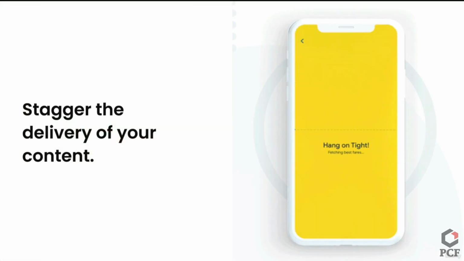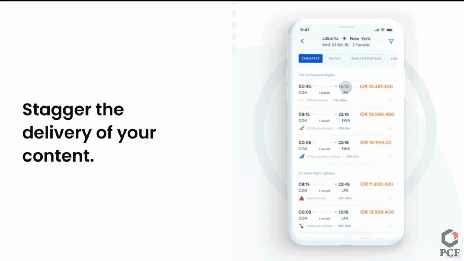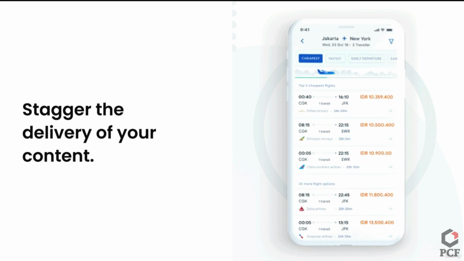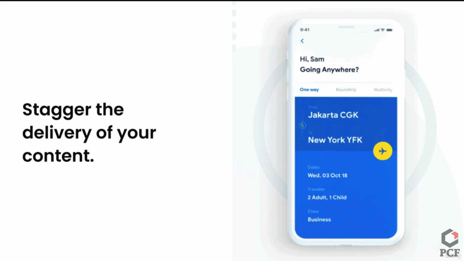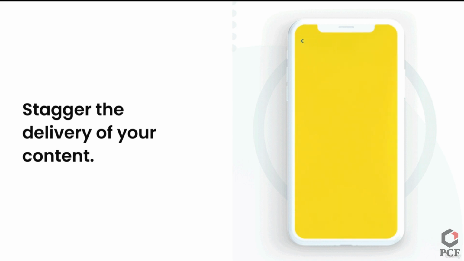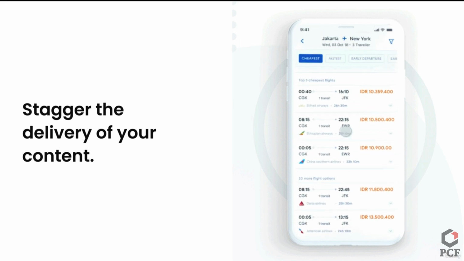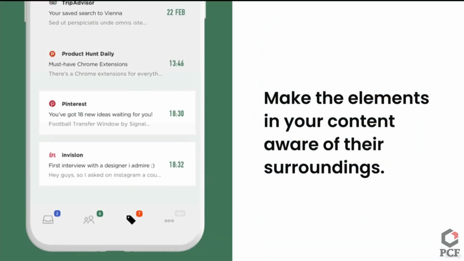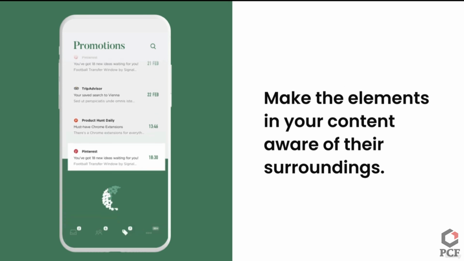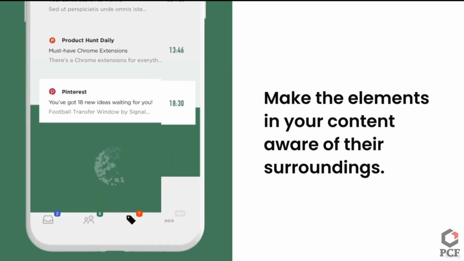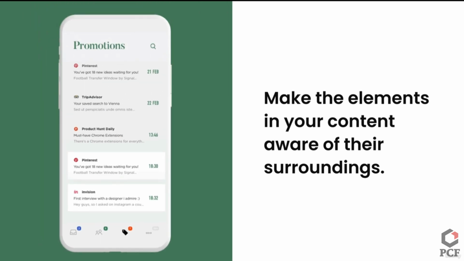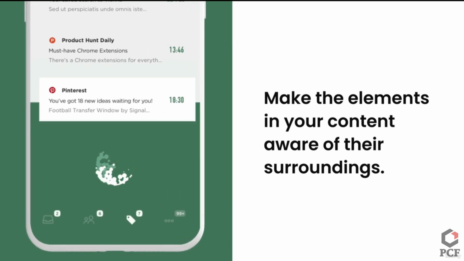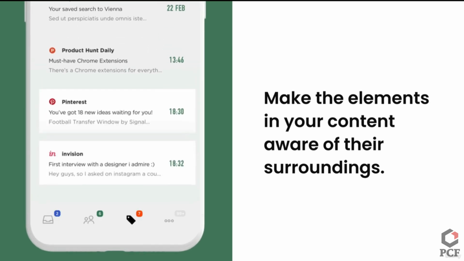Stagger the delivery of your content. A good animation changes the position and opacity of the material when it enters the screen. But great animation quickly staggers the appearance of each group of elements. So when you load results, each of those elements come in, maybe individually. Make the elements in your content aware of their surroundings. Good animations move and show elements in context, but great animations show elements affecting their surroundings when they change.